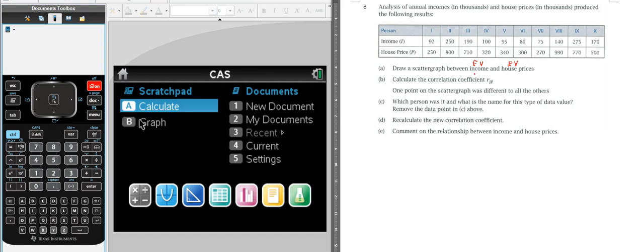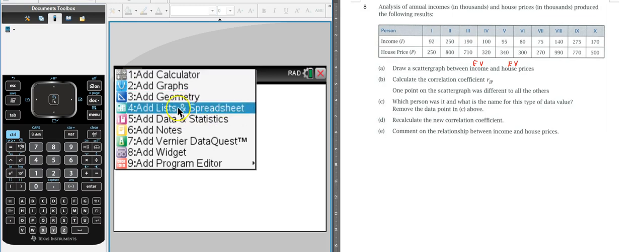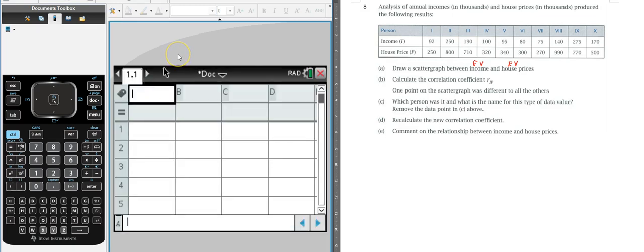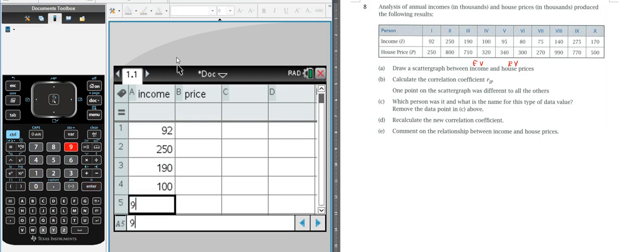So let's draw a scatter graph between this income. So using a calculator, go to new document, this is spreadsheet. So column A over here, the explanatory variable, you just put income. Next, for column B, you can put price. Do not give a long name, if not the calculator cannot generate the answer. After that, you key in all the right values, 92, 250, 190, and do remember, do not key in wrong. Sometimes students tend to make mistakes by keying wrong.